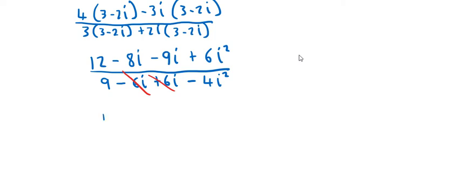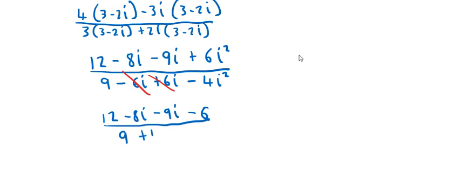That's always going to work out as long as you've multiplied by the conjugate. Top anyway will be 12 minus 8i minus 9i, and then that i squared is going to turn into a minus 1, so that will become minus 6 when it's multiplied by the positive 6. The bottom will just be 9, and then that i squared on the bottom will turn into a minus 1, and when you multiply that minus 1 by the minus 4, it'll turn into plus 4.